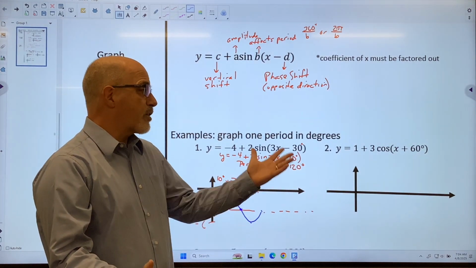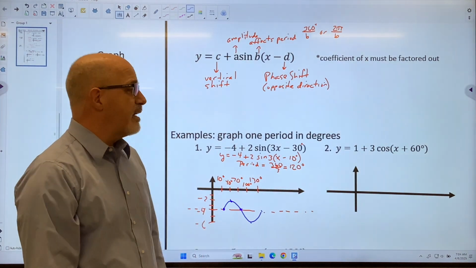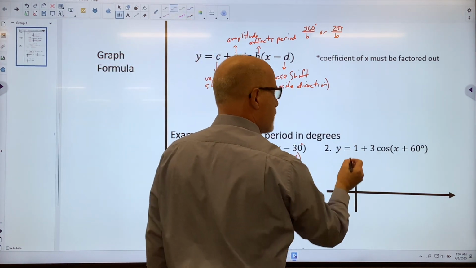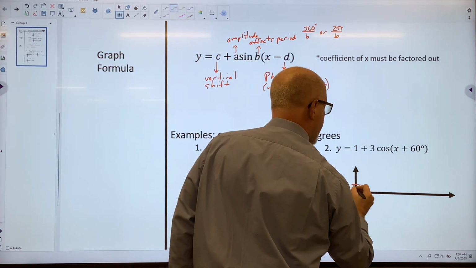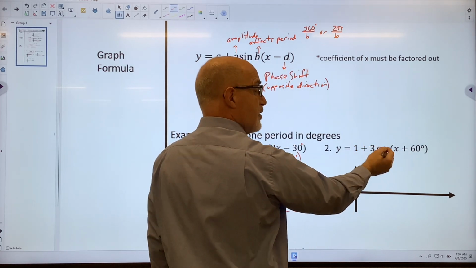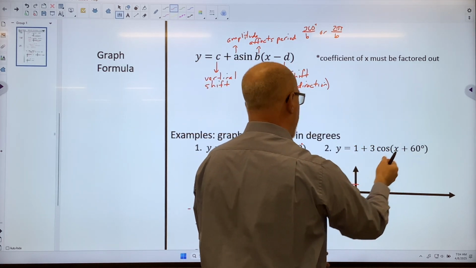Now, it also works for cosine. So let's go ahead and do the same type of process with cosine. Remember, this 1 means it shifts up 1 unit. And so the 3 tells me that, and there's nothing to factor out. Notice there's no number in front of the x.